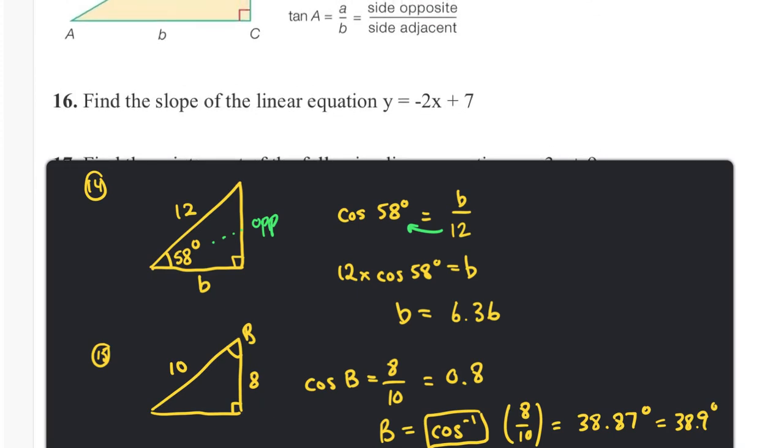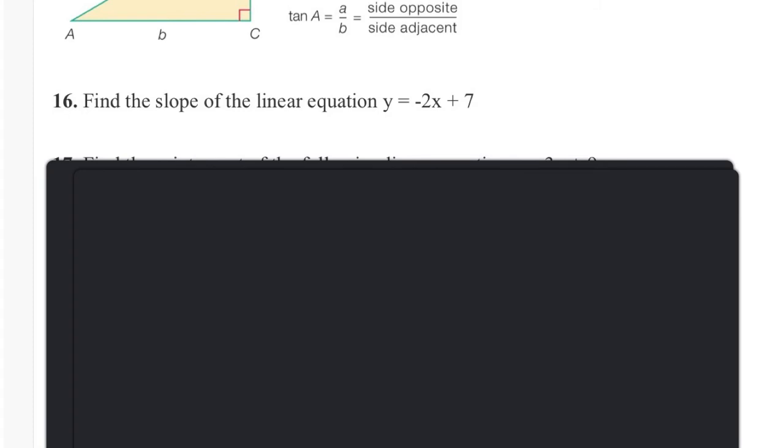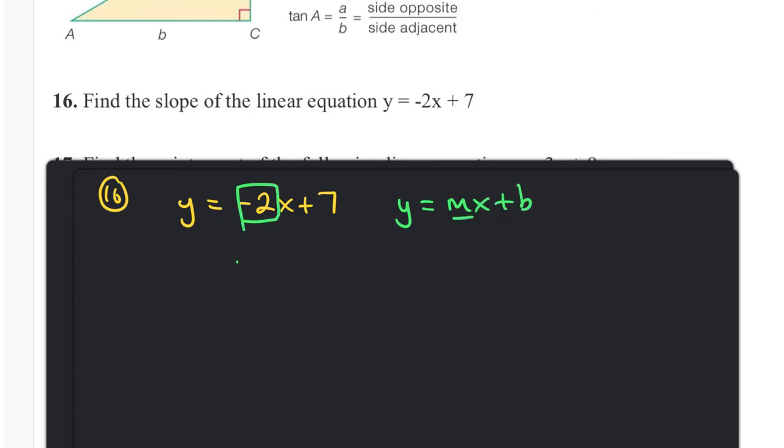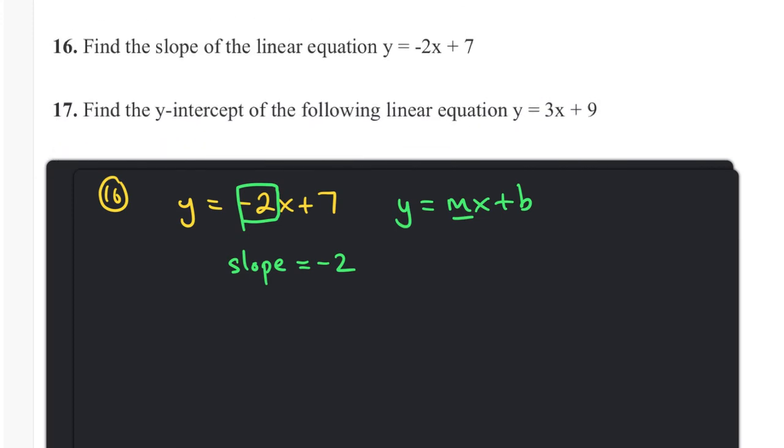Okay, question 16, we've got to find a slope. Let's get a new board up. This should be quite easy stuff. 16, y equals negative 2x plus 7. And of course we're looking at y equals mx plus b, where we know m is the slope. So therefore this will be the slope. Slope equals negative 2.